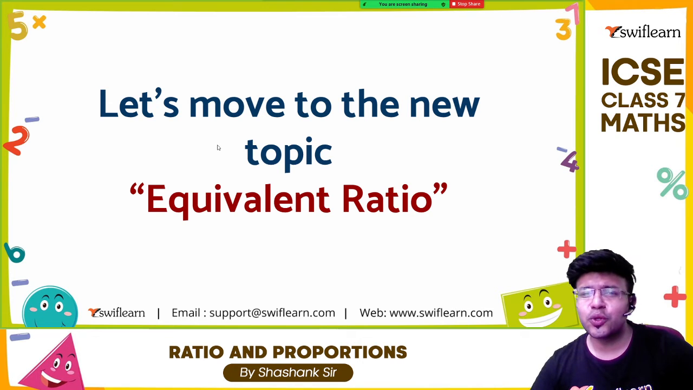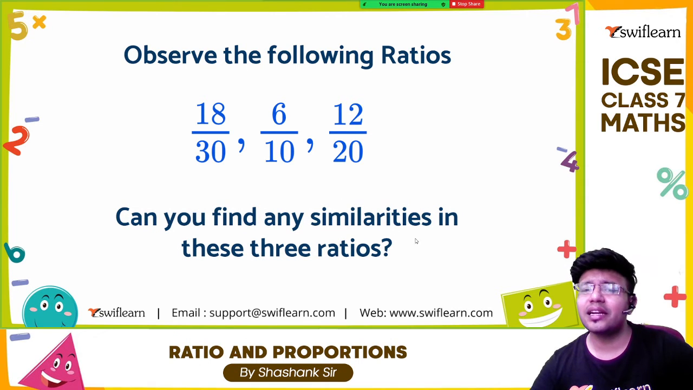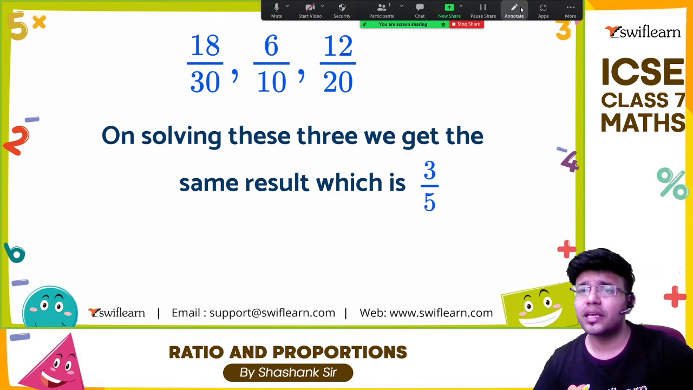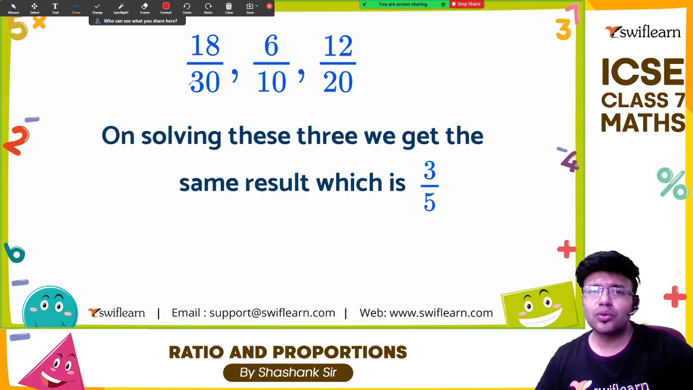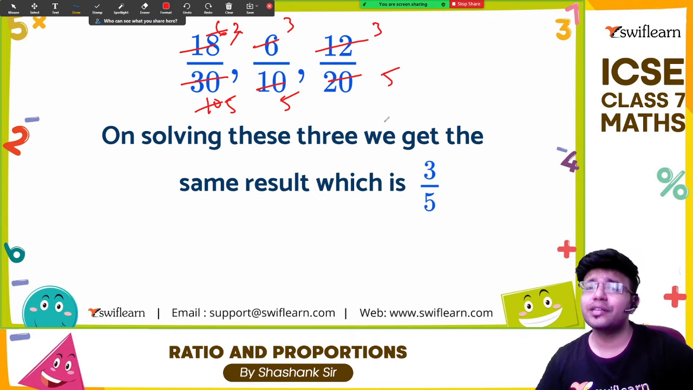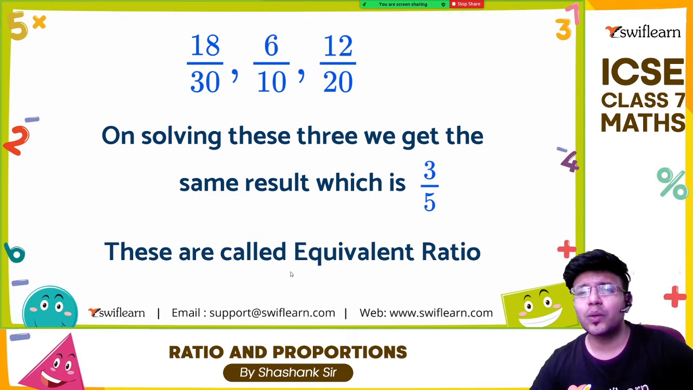Now let's move to the new topic, equivalent ratio. Observe the following ratios: 18 by 30, 6 by 10, 12 by 20. Can you find the similarities between these three ratios? On solving these three ratios, you get the same result, 3 is to 5. 3 tens are 30, 3 6s are 18. 2 3s are 6, 2 5s are 10. 4 3s are 12, 4 5s are 20. See, we got the same 3 is to 5.